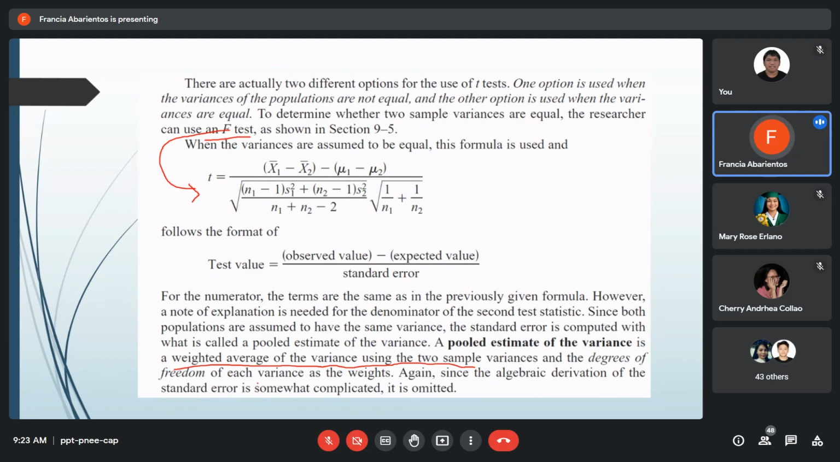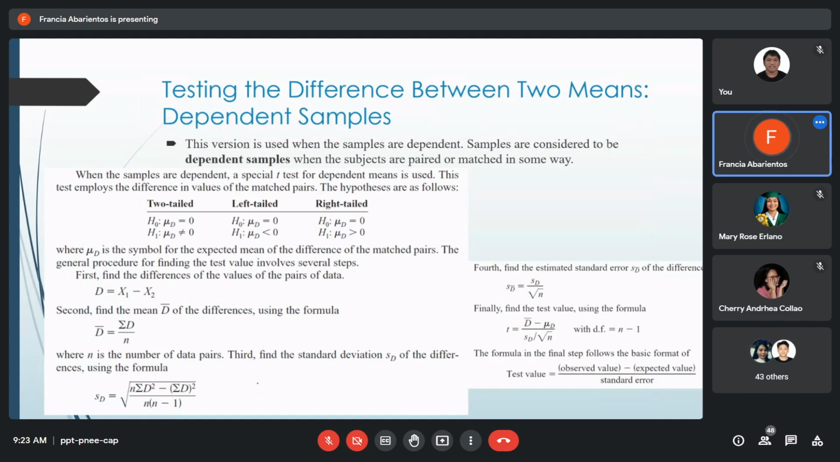Omitted na dito yung standard error. Mahirap. Alam muna natin. So, yung makalipas class, that is how you treat or process your statistical tool given sa atin independent. While here is, we need to test the difference between the two means when it comes to given sa atin dependent samples. Kung dependent samples na class, we have now the specialty test for dependent means.